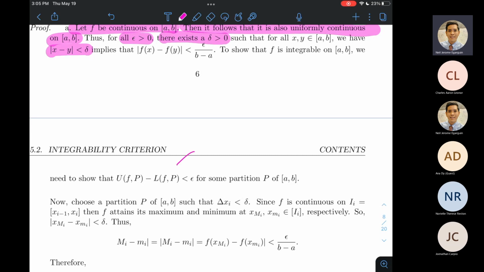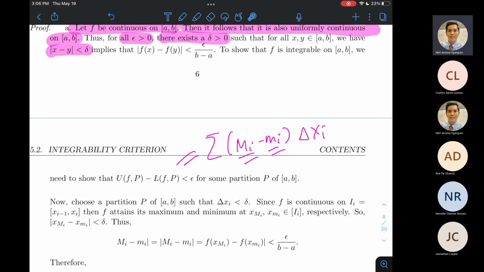Kasi remember, ito ay equal sa sum ng Mi minus mi delta x sub I, right? So we need to look at what's the maximum and the minimum, or what is the supremum and infimum of the function values inside of that subinterval. Okay? Ang kagandahan dito, alam natin by assumption na si f ay continuous sa closed interval AB. So ibig sabihin, continuous siya sa kahit na anong subset ng closed interval AB, including all of the subintervals.